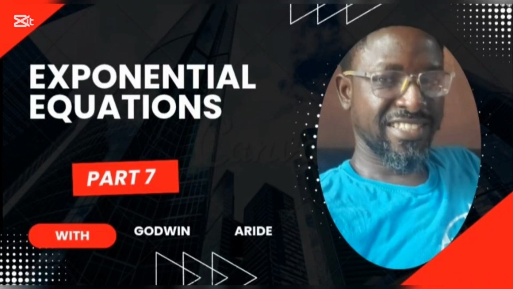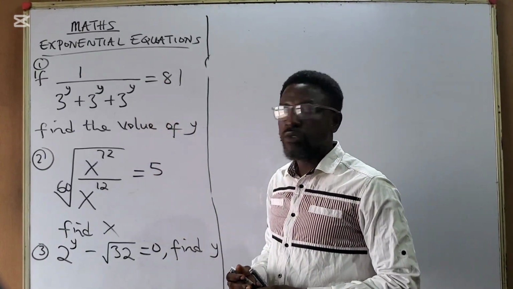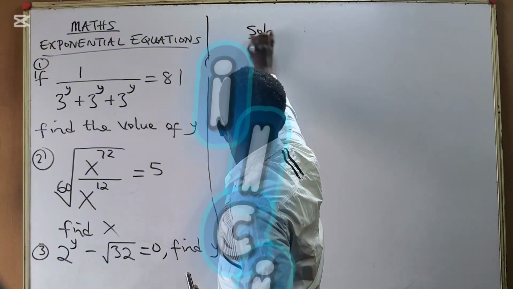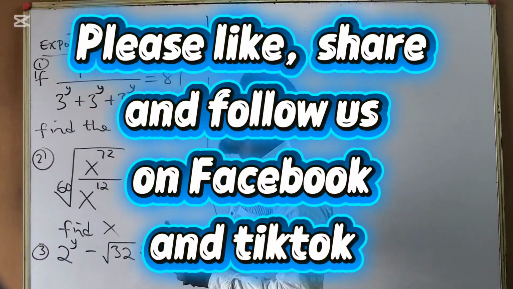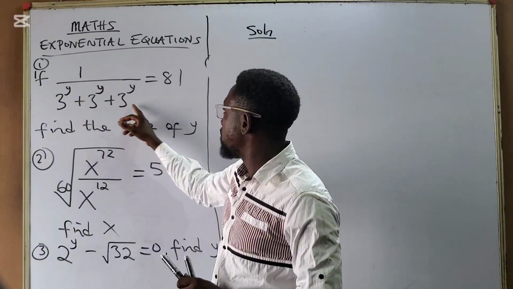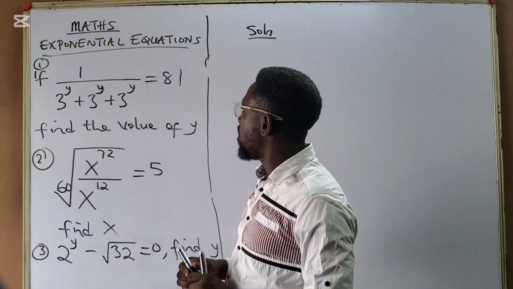Exponential equations, part 7. Take a look at these 4 simple questions on the board. Let's look at the first question here. It says 1 over 3 raised to the power y plus 1 over 3 raised to the power y plus 3 raised to the power y plus 3 raised to the power y equals 81. We have to find the value of y.